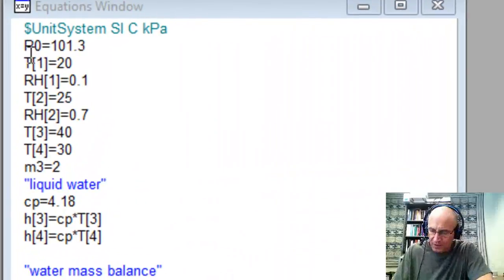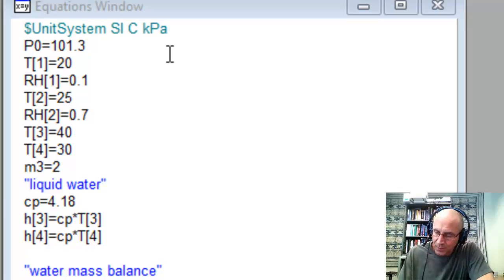Here at the top are my definitions. Remember, the air-water functions also take in pressure, so I'm defining a constant atmospheric pressure of 101.3, usually a good assumption. These are operating in the atmosphere. My inlet air, that was 1, is dry air coming in at 20 degrees and 10% humidity, so RH is 1. Remember, relative humidity, if it's 10%, I put down 0.1. Then it's leaving at 25 degrees and 70% humidity, so there's my outlet of the air-water stream.